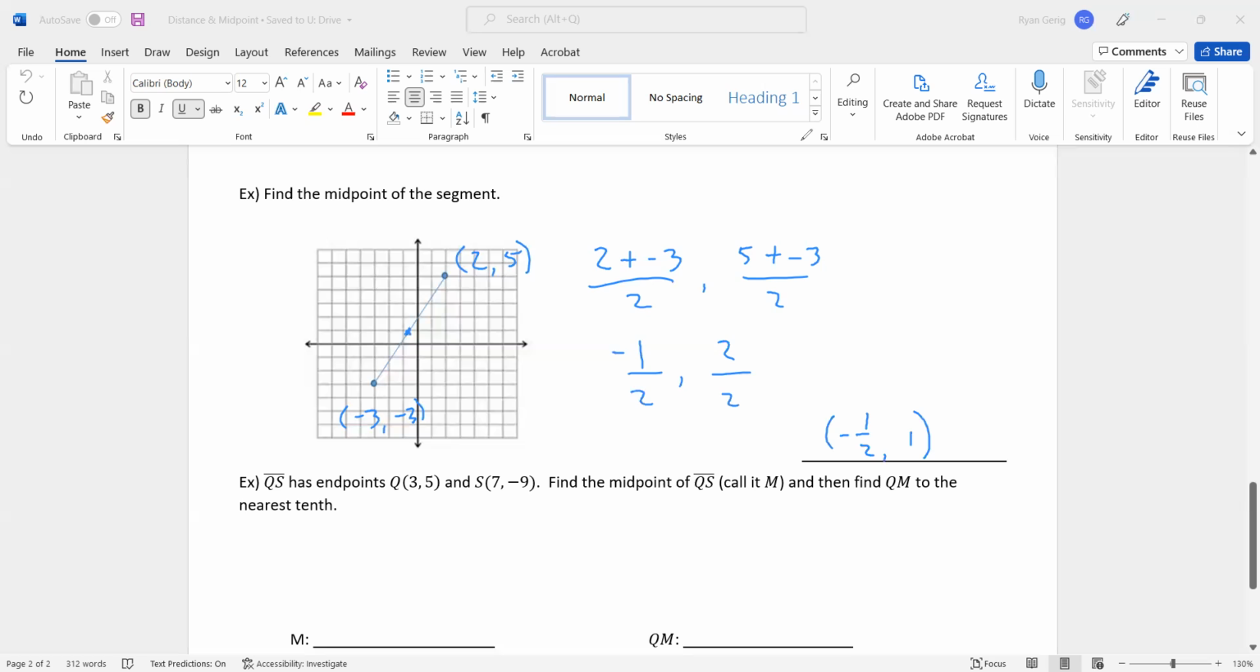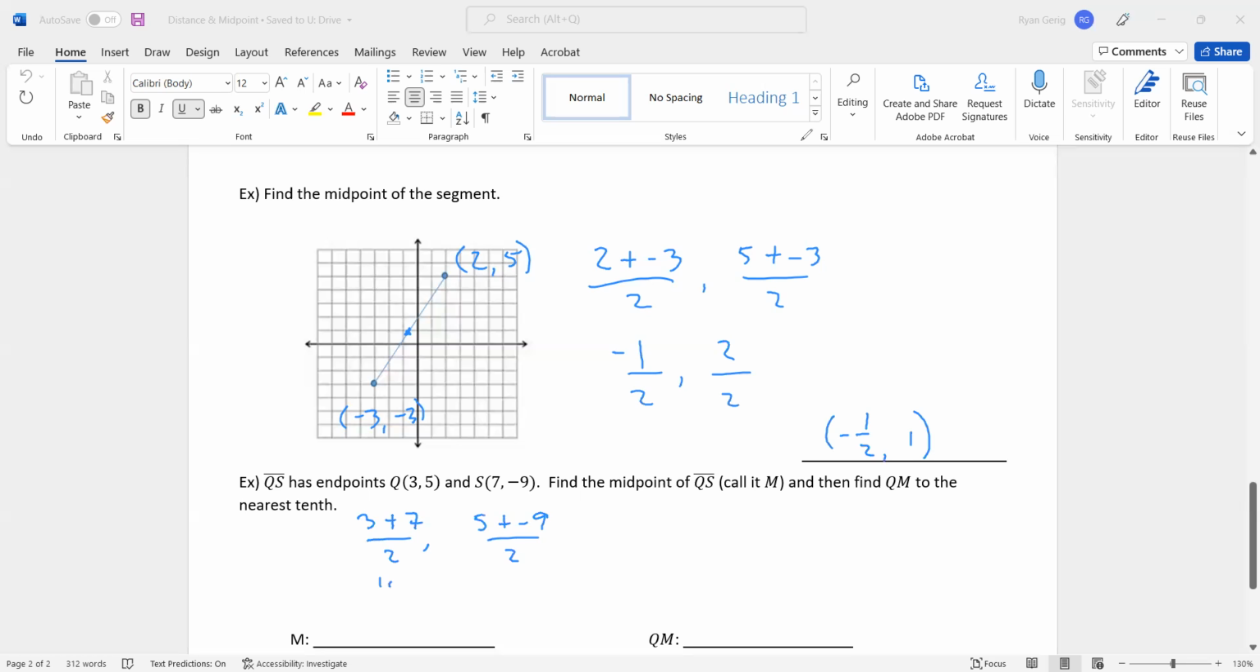QS has endpoints of (3, 5) and (7, -9). Find the midpoint of QS, and then find QM to the nearest tenth. All right, so let's first find the midpoint. That's just the average of the x's, so 3 plus 7 divided by 2. Then you've got the average of the y's, 5 plus -9 divided by 2.